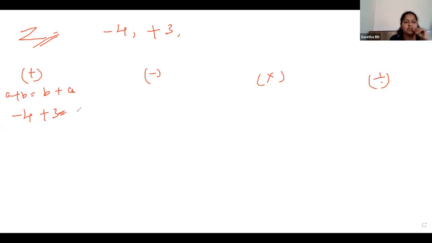So -4 plus 3 and 3 minus 4. What is -4 plus 3? It is -1. Right? It is -1. That is equal to 3 minus 4. That is -1. Both are same. So it is satisfying the rule.